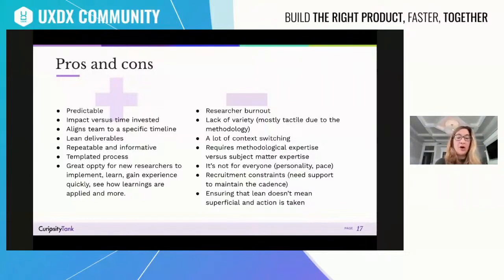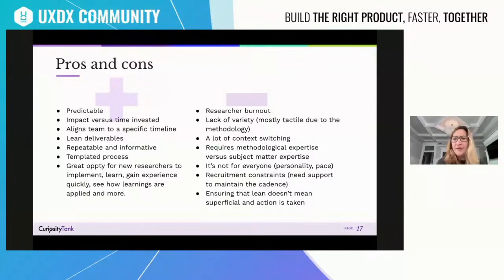As I mentioned earlier, there are some recruitment constraints. You need some recruitment support in place, whether that is a dedicated recruiter internally or externally, or a participant pool that you can regularly draw from. But all of these things have certainly been resolved at many teams around the world. And you also want to ensure that just because you're conducting rolling research, and rolling research by nature is lean, lean doesn't mean superficial and that action is indeed taken.